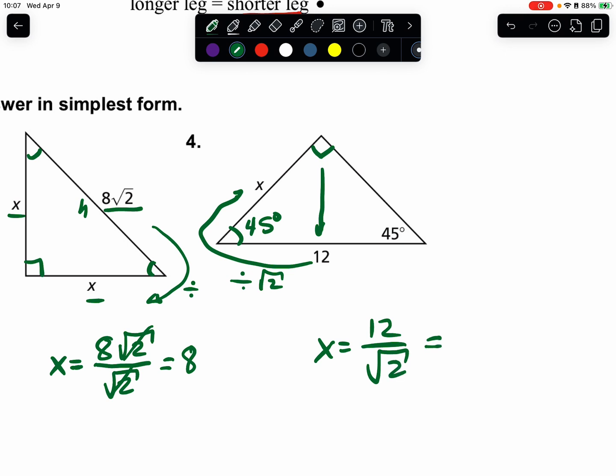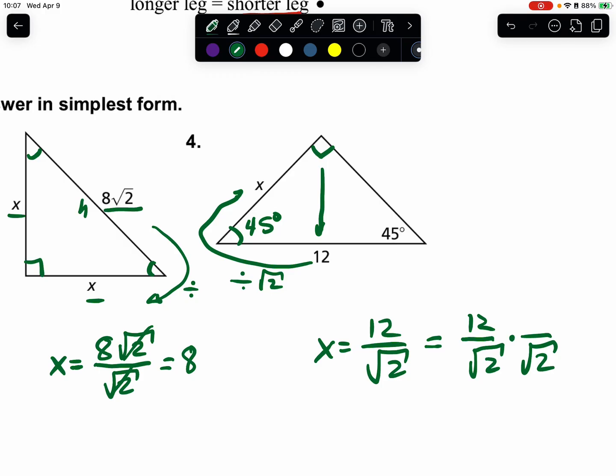Now you're going to have a really strong temptation to divide those two guys. Don't. This is inside the radical. The 12 is outside. So we have to, first of all, the process is called rationalizing the denominator. And here's what you're going to do.